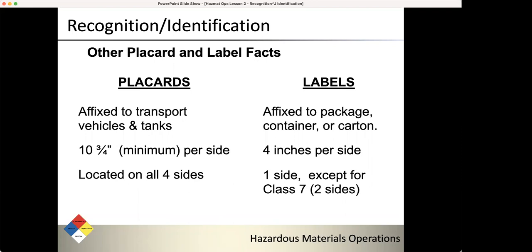Some more placard and label facts. So placards, again, are affixed to transport vehicles and tanks. They are 10 3/4 inch minimum per side. And this is key, they're located on all 4 sides around the transport vehicle container. That's so if the transport vehicle is not on its wheels anymore, we can still see the placard.